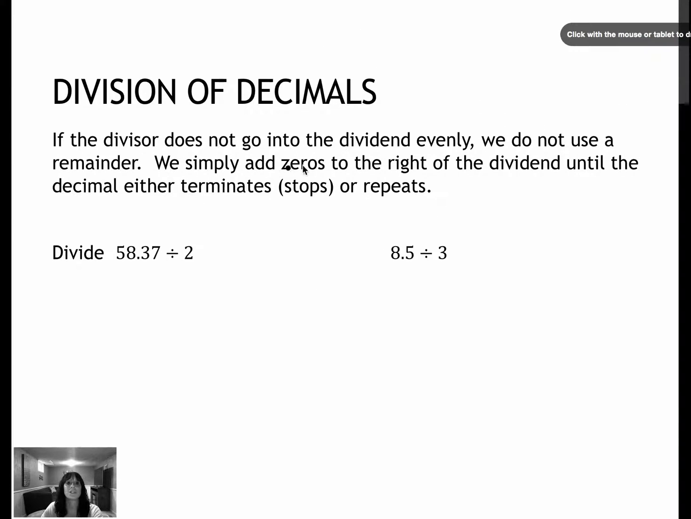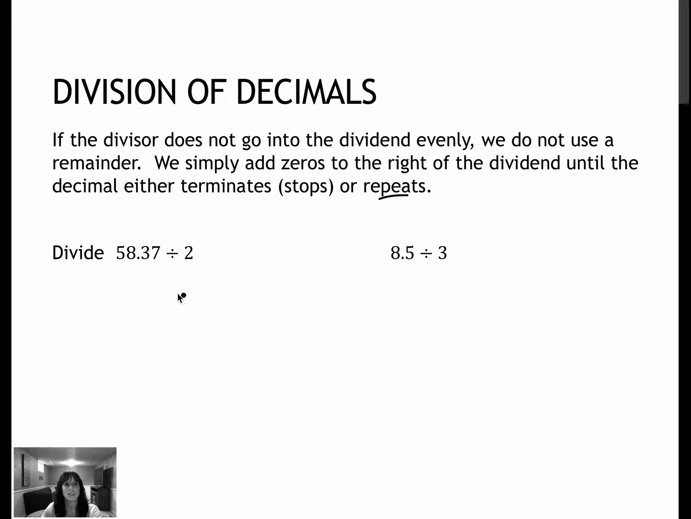Now, if the divisor does not go in the dividend evenly, we're not going to use a remainder. We kind of used a remainder for a little while before, just till we got to this point. So now we're not going to use a remainder. We're going to keep adding zeros to the right of the dividend until the decimal either terminates, which means it stops, like our last example did when we got a final answer with nothing left over, or if we notice that there's a pattern where it's going to keep repeating.